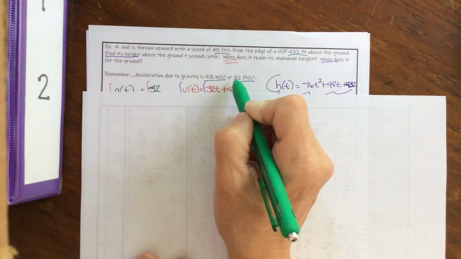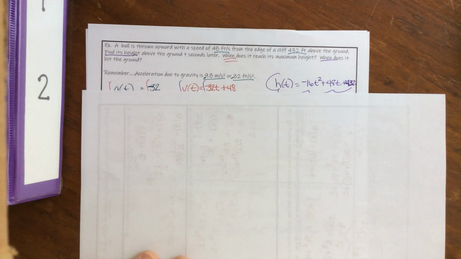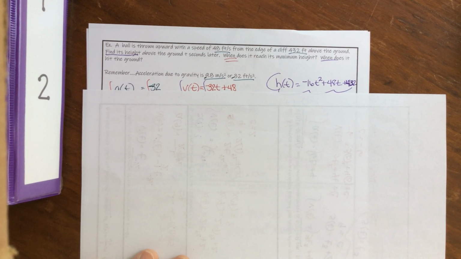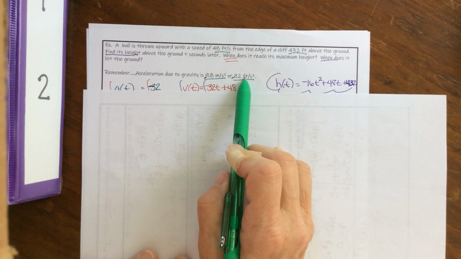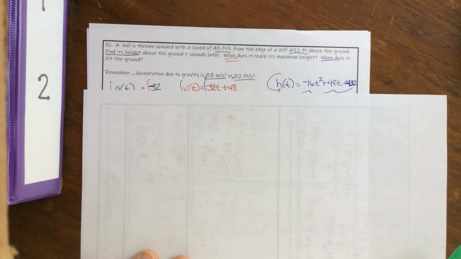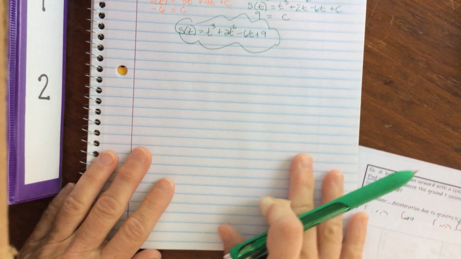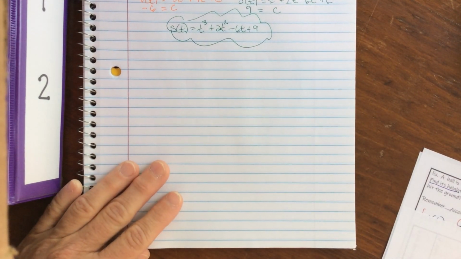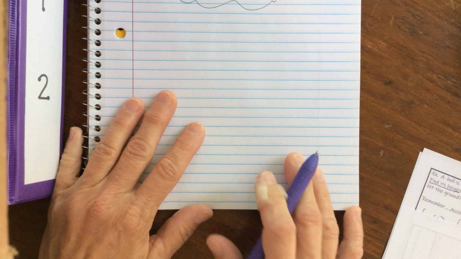And typically both of these numbers are negative, and it's because gravity's pull is downward. So acceleration due to gravity is negative 9.8 meters per second squared, and in standard units it would be negative 32 feet per second squared. So to answer these questions, I'm going to get to a clean piece of paper here.